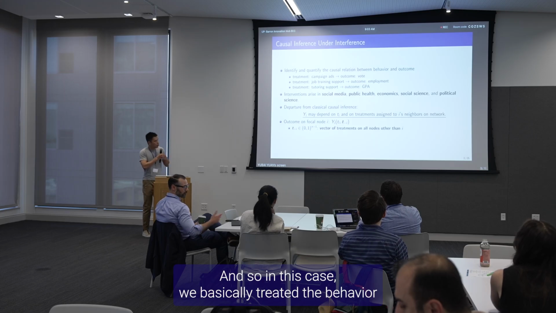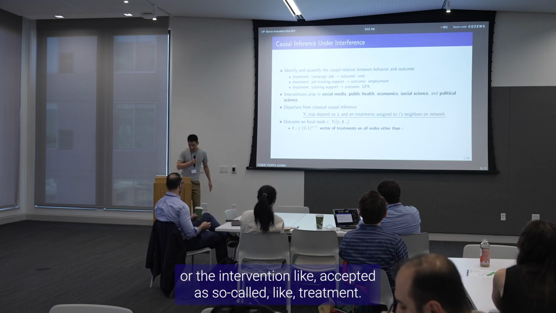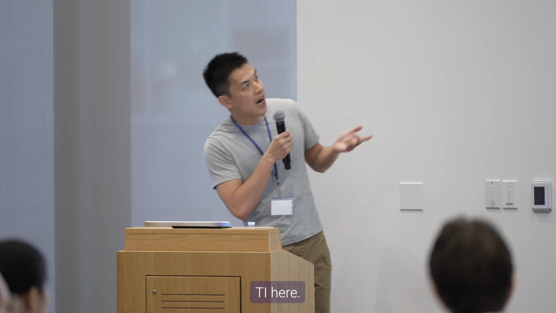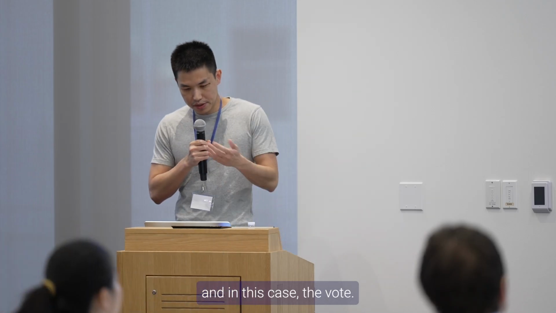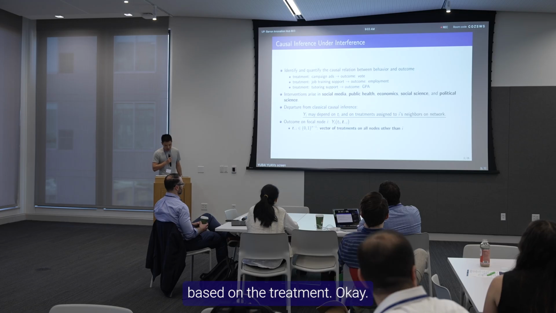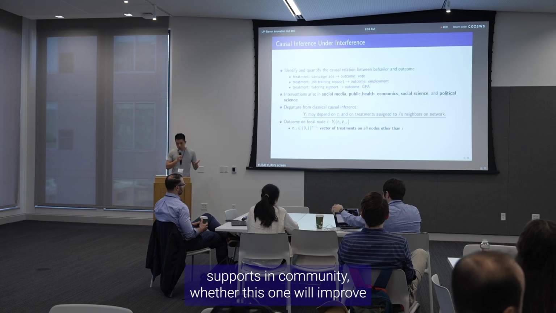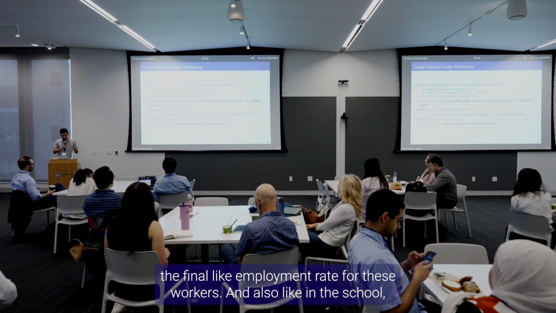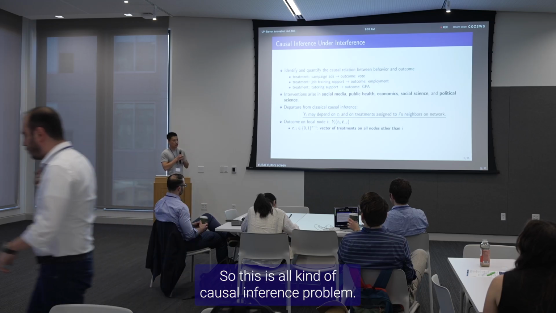And so in this case, we basically treat the behavior or the intervention as the so-called treatment, the T_i here. And also we care about some downstream outcome, in this case the vote. So some outcome will change based on the treatment. Another example: if we provide job training support in a community, whether this will improve the final employment rate for the workers, and in school, if you provide tutorial support, whether this will improve students' GPA. So these are all causal inference problems.